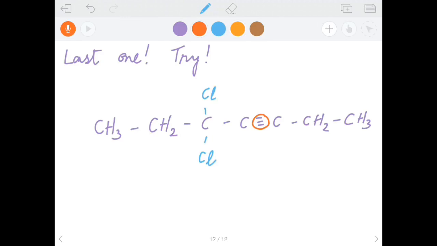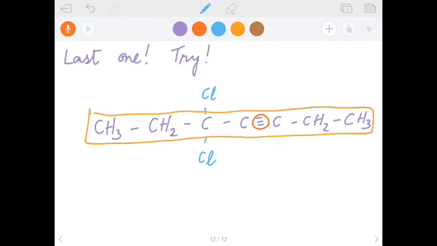Right, let's start with the last one. Let's identify the longest chain, which is that one. We have to ensure that the triple bond gets the smallest number, and that's possible only when I number it from the right, because in that case my triple bond lies between 3 and 4 and the smaller number is going to be 3. So let us now name the organic compound with the prefix, root word and suffix.